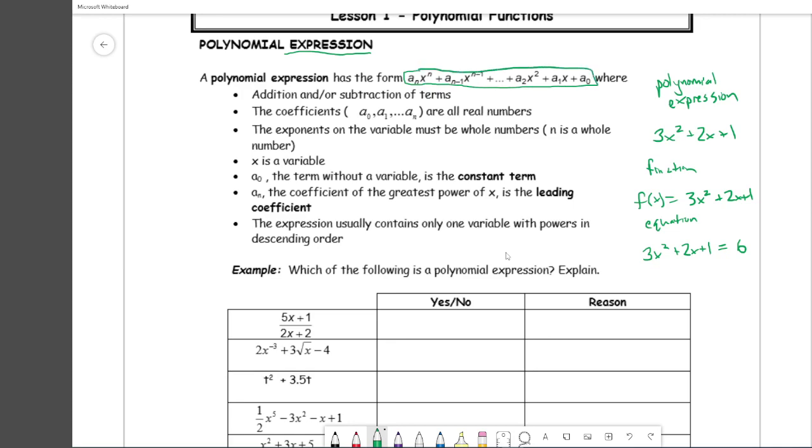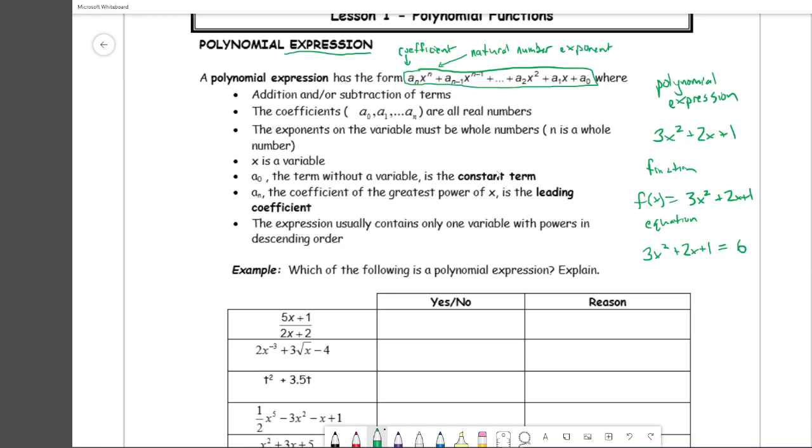It is a series of terms that are either added or subtracted together, and each of the terms contains a coefficient. That would simply be the number in front of the variable, and then a variable to a whole number. I should say natural number, because it's only positives. So let's say natural number exponent.